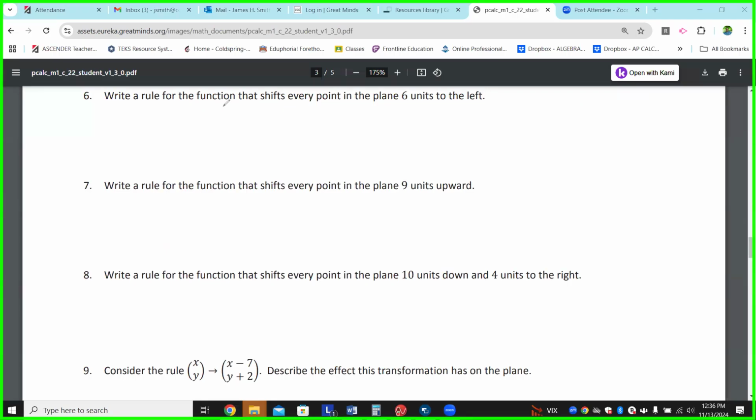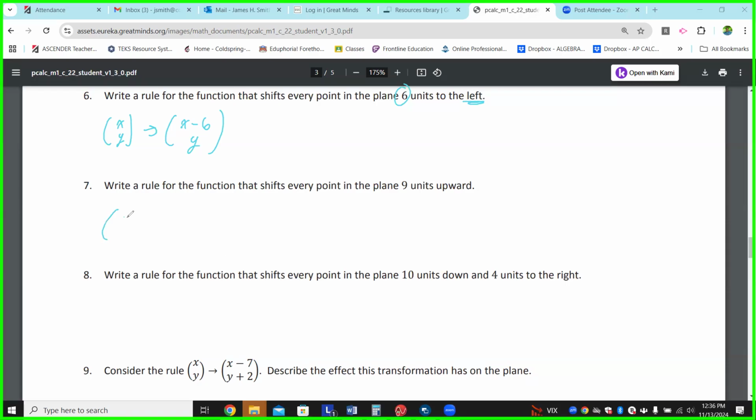All right, so this one says, write a rule for the function that shifts every point in the plane 6 units to the left. All right, so here's my original point, xy. If I'm affecting the shift left, what value does that affect, the x or the y? It's a negative, and it's going to be the x. Very good. So this now becomes x minus 6, because when we're shifting, it's either adding or subtracting, and then the y stays the same. Questions? That's it. That's the answer.